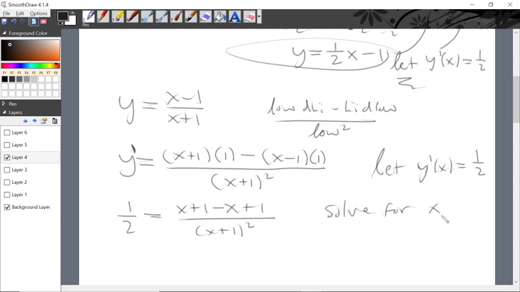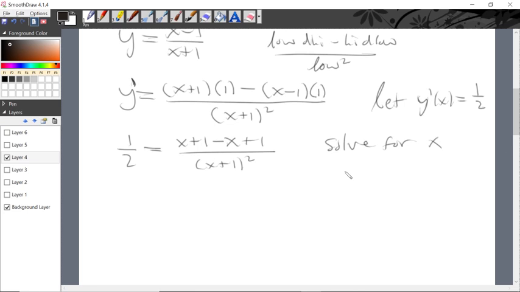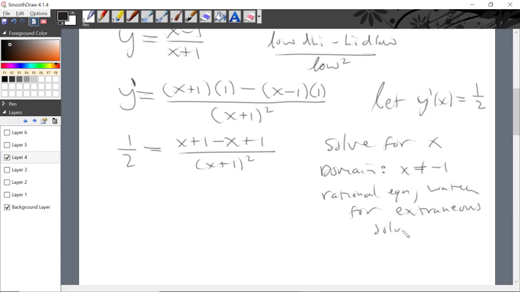Solve for x. Because this is a rational equation, let's note to restrict the domain. The domain of this is that x is not equal to -1. That's so we can watch out for extraneous solutions. It's a rational equation, so we have to watch out for extraneous solutions. We should check our answers. I'm checking the domain right now. That's one way of checking to see that we don't get an extraneous solution.